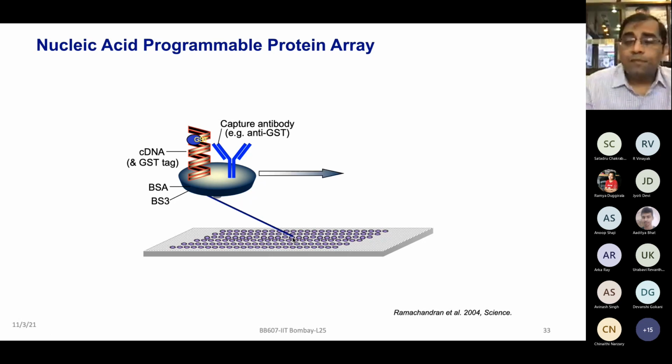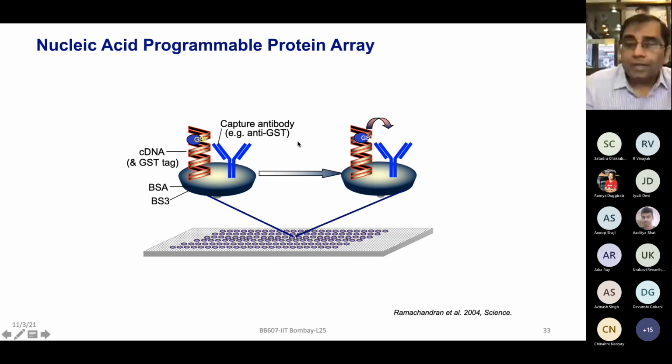Idea here is, if you add now IVDT mix, in vitro transcription translation mix here, this particular cDNA which contains GST tag may synthesize the protein if the reactions happen well, and then this protein should contain ideally the GST tag. If the antibody is available, which is anti-GST antibody or the capture antibody, then the protein containing GST tag will bind to the anti-GST antibody.